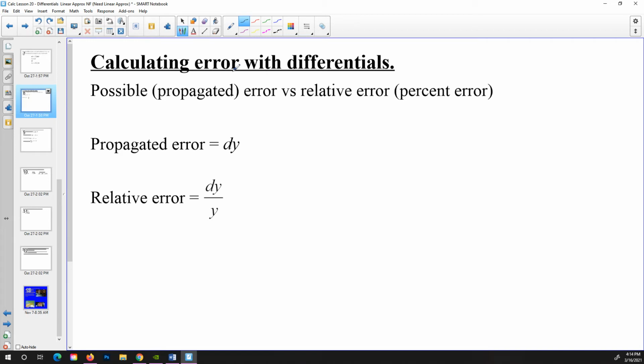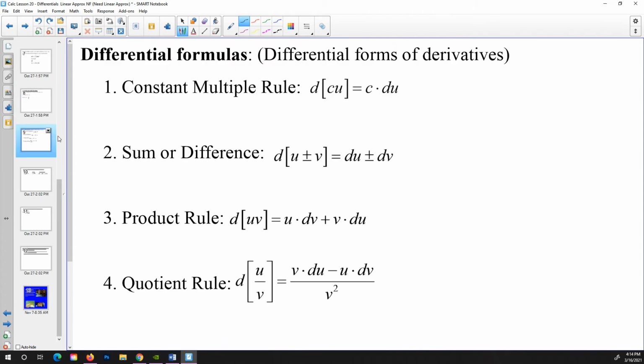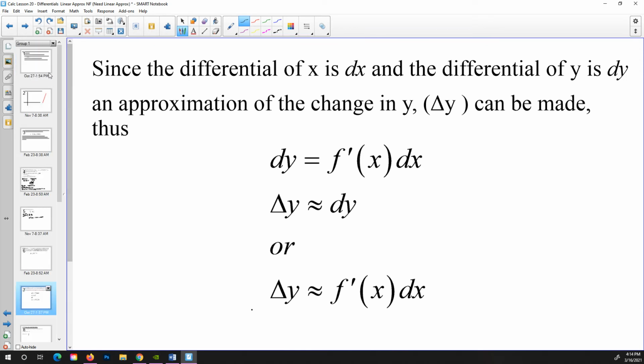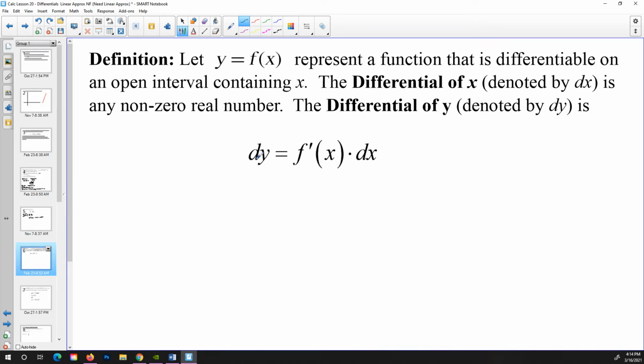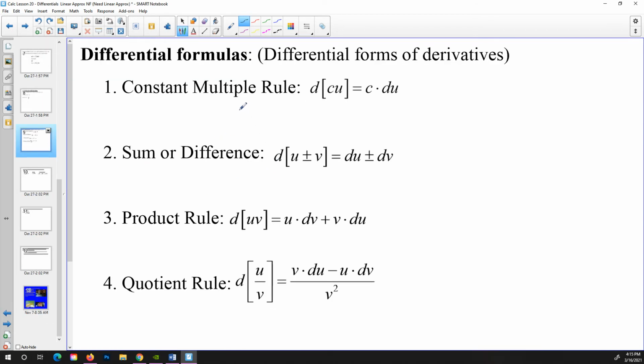Calculating error with differentials. Possible or propagated error versus relative error or percent error. The propagated error is going to be the dy at a given value. The relative error is going to be the propagated error divided by the value of y at that point. Some differential formulas. So these are just the differential forms of the derivatives. You'll notice if we go back to this definition, we said the derivative as a differential, dy. We are going to have a form of that for each of the rules that we've already seen.